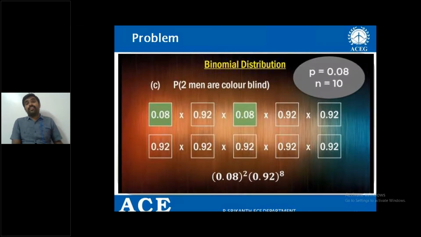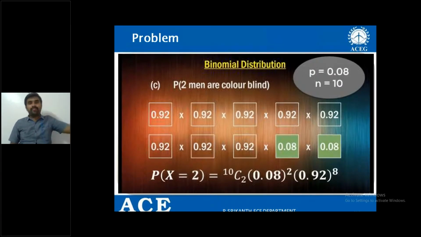Any combination you can take, right? But here, for the exact value, what to do? It may be 1, 3, 1, 4, or 9, 10. So I need to select any two. Only two members with color blindness, any two. It may be 1, 2, it may be 3, 4, it may be 5, 6. So I have to apply selection, that is, use combination, 10C2.